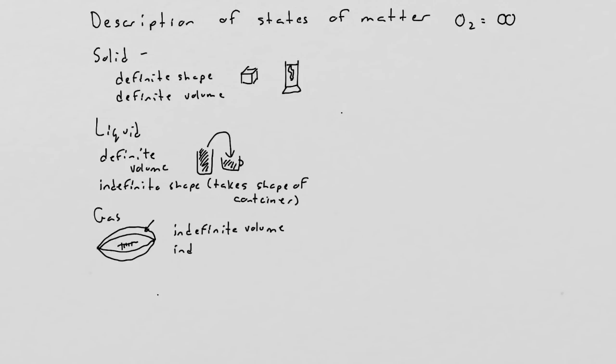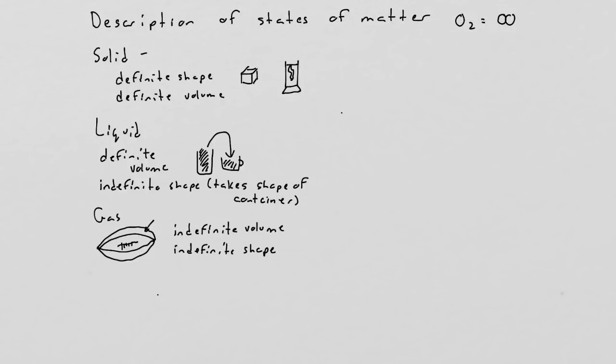And an indefinite shape. I can take the air out of that football and put it into a basketball, or put it into a balloon that's shaped like a poodle. It will take on the shape of its container. It does not have a definite shape, just like the liquid. Depends on the container you put it in. And it has an indefinite volume, right?